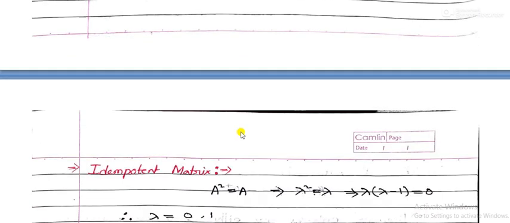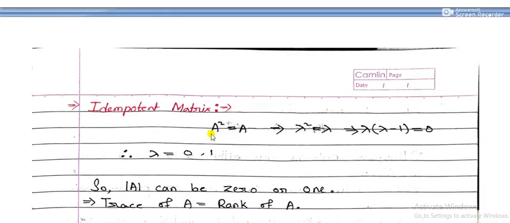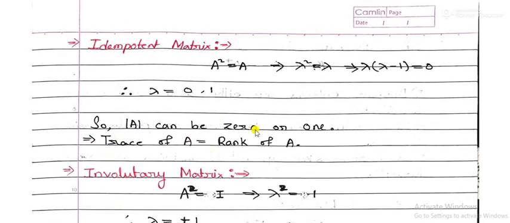Now, here I am going to discuss a few special matrices. First, the idempotent matrix: A square equals A. This is the basic definition of an idempotent matrix. We know that if lambda is an eigenvalue of A, then lambda square is an eigenvalue of A square. So lambda square equals lambda, and we can easily evaluate that lambda equals 0 or 1. So the determinant of A can be 0 or 1. Trace of A equals rank of A for an idempotent matrix.